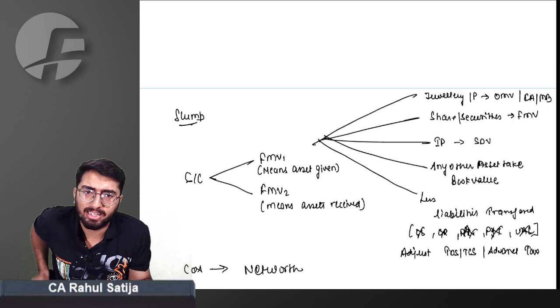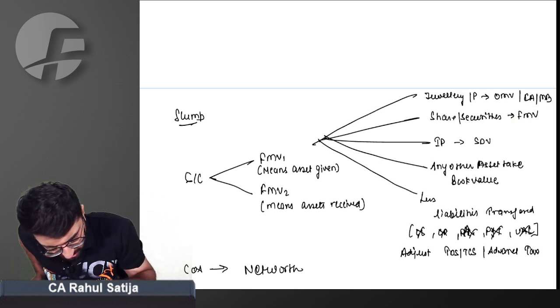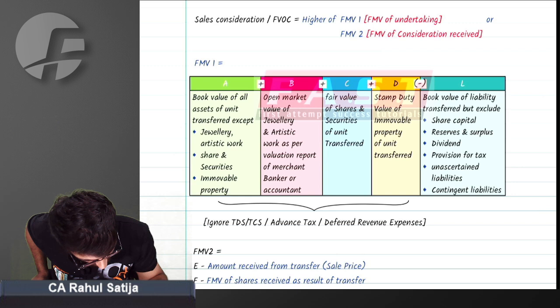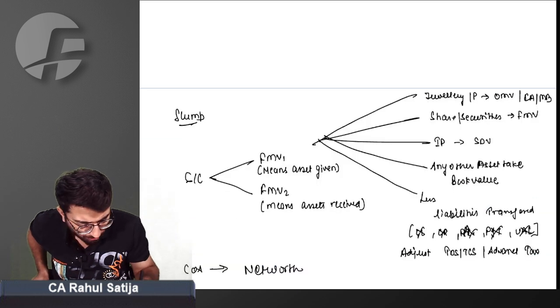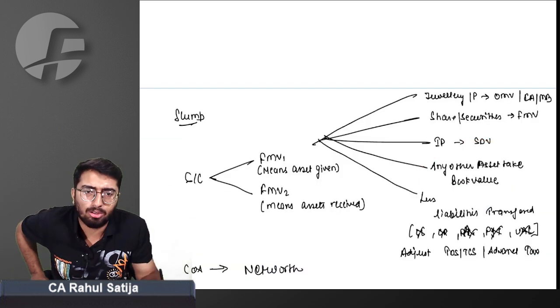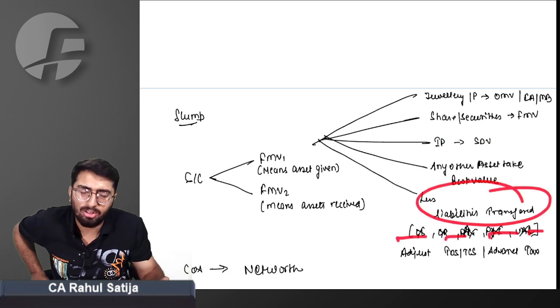If you have any immovable property, take SDV. Yes, you have to take SDV. Any other assets, take at book value and reduce liabilities, and these are not liabilities.